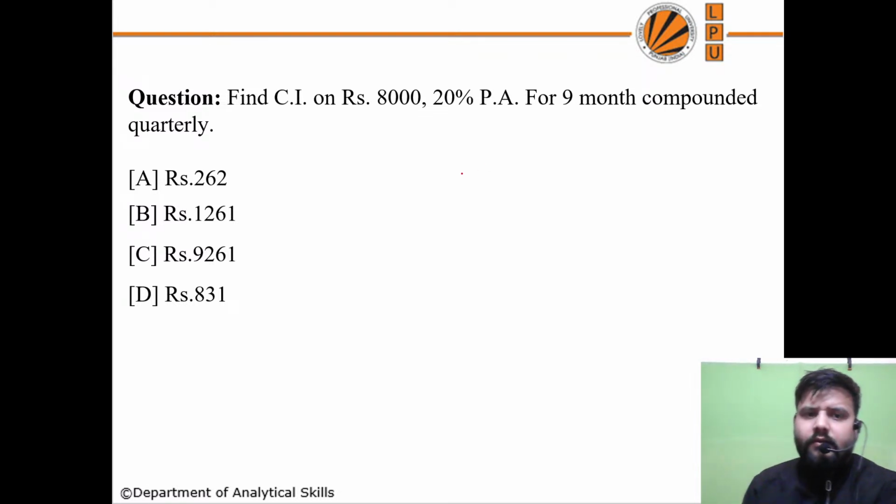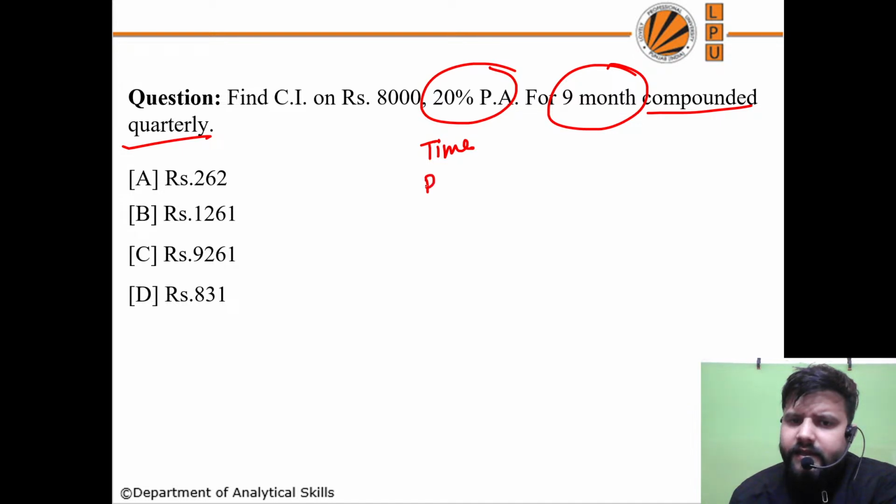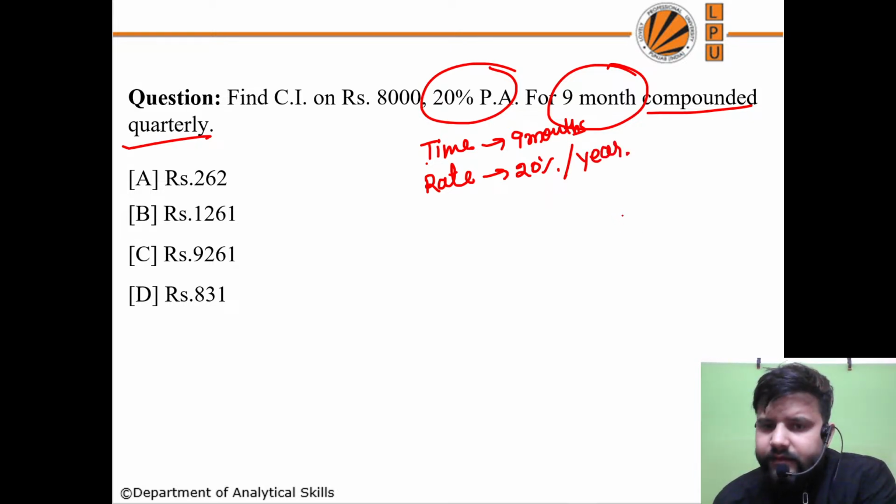Question is asking you to find the CI on 8000. Rate of interest is 20% per annum and time is 9 months, but compounding is quarterly. See here, compounding has an effect on two things. Just remember it. First is your time. Second is your rate. Time is given 9 months, and rate is given 20% per year. Compounding is quarterly. Quarterly means interest will be charged every 3 months.